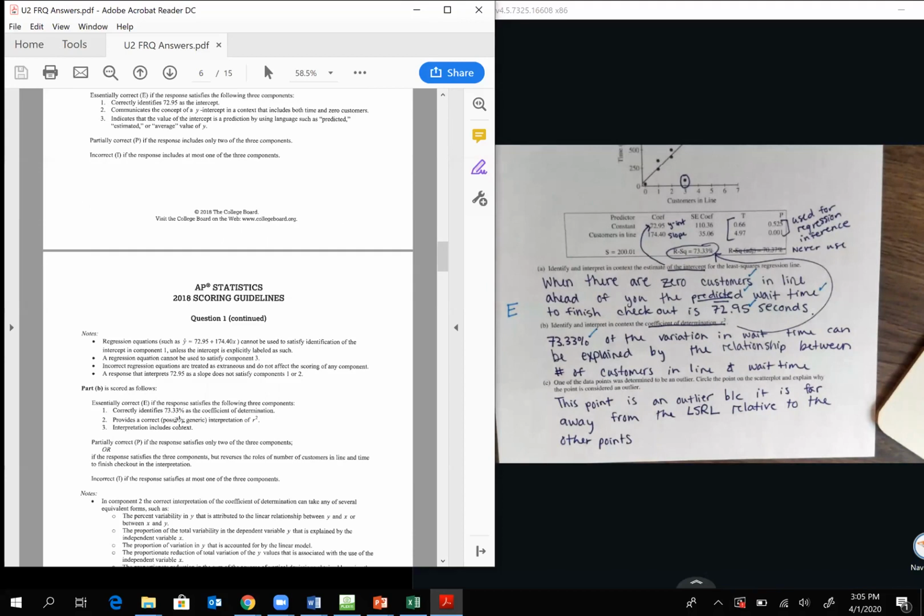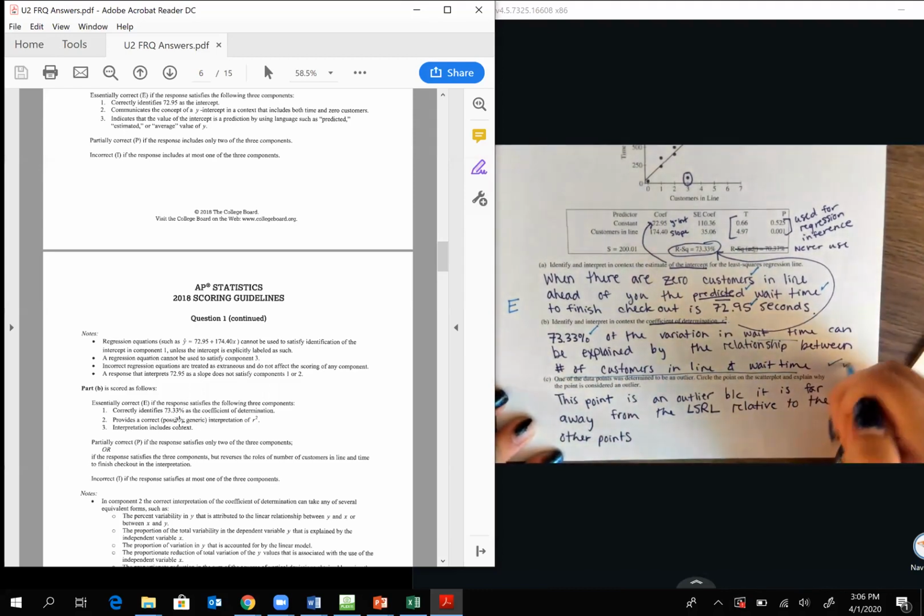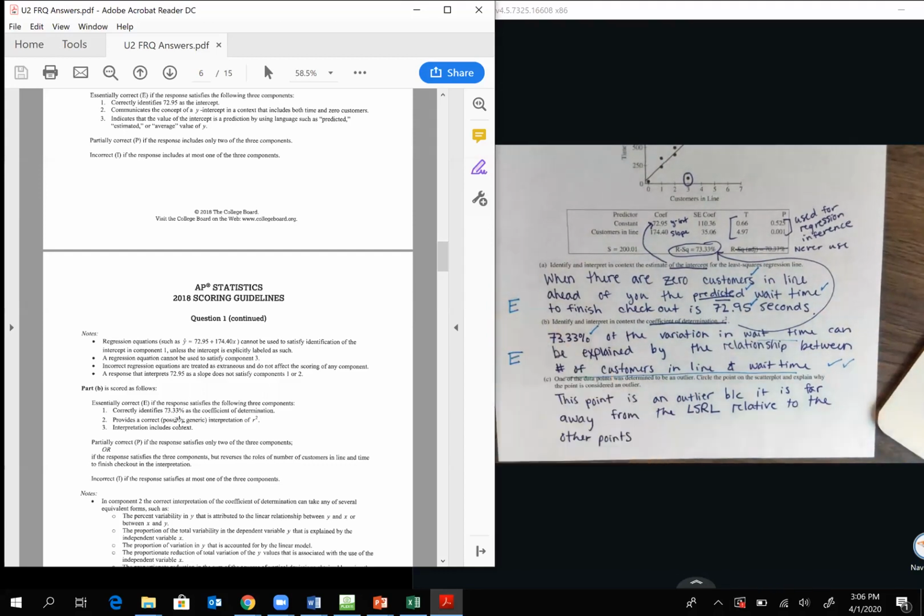Provide a correct, possibly generic interpretation of r squared. I did that. Interpretation includes context. I talked about wait time and number of customers in line, so I got that component as well. All 3 is essentially correct. 2 out of 3 is partially correct. If you reversed the two roles, so if you said the variation in number of customers in line, if you started with that variable, then that would be partially correct.